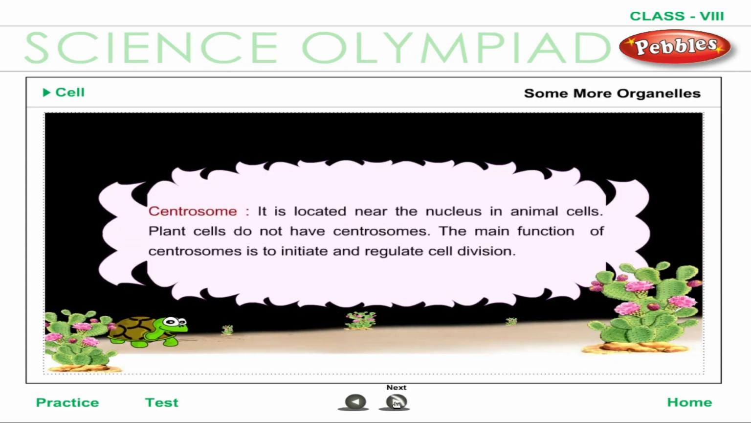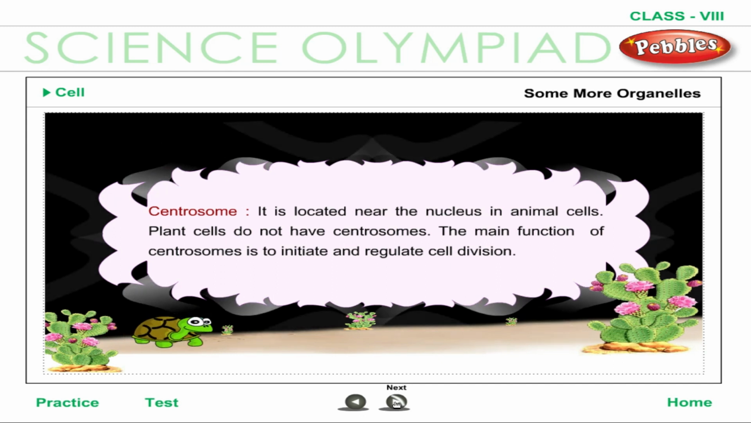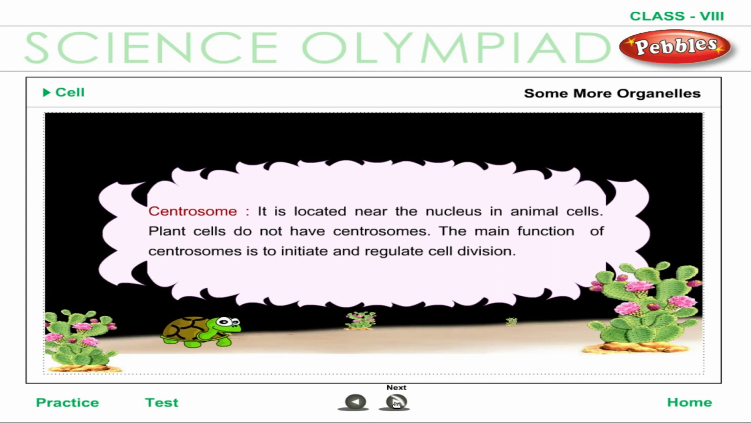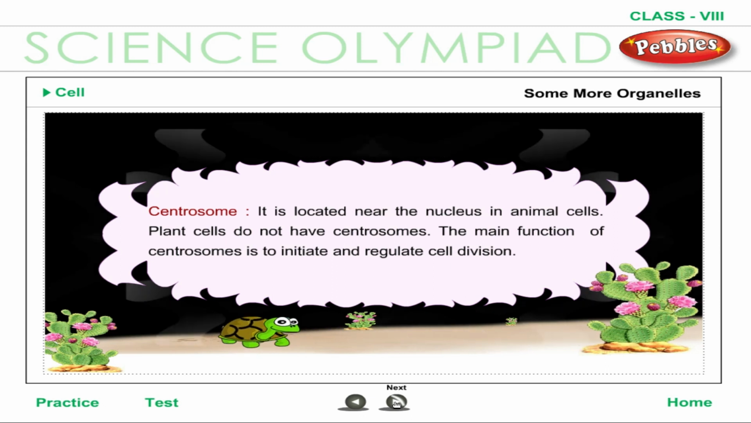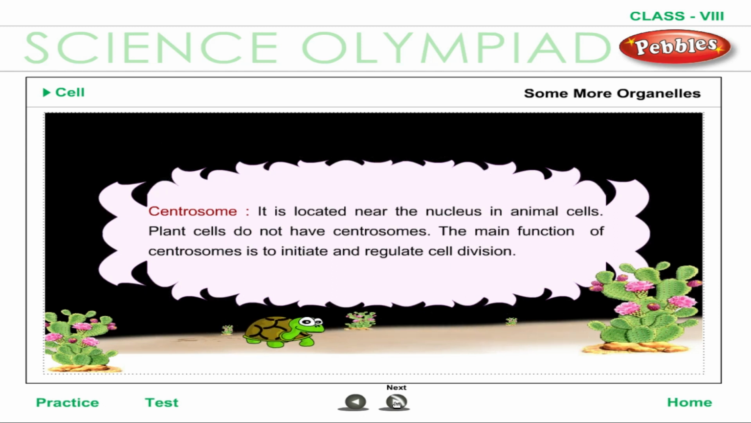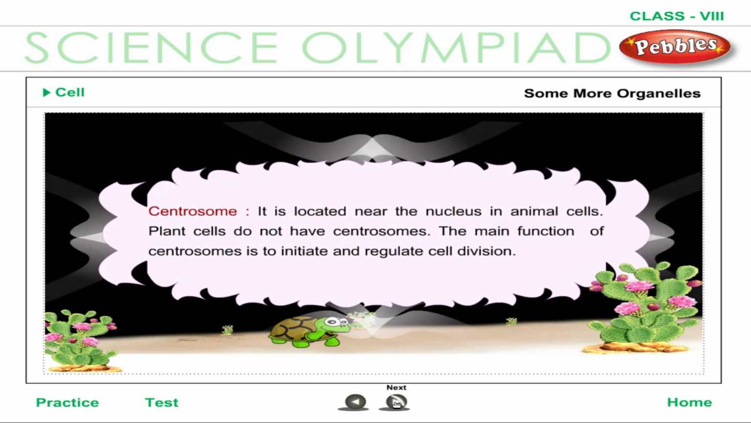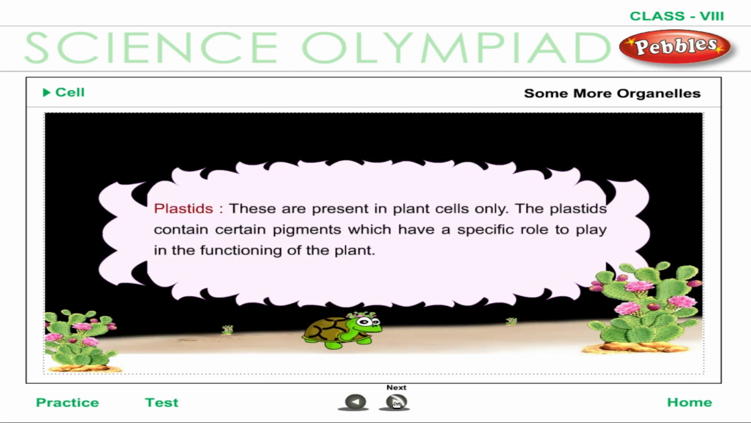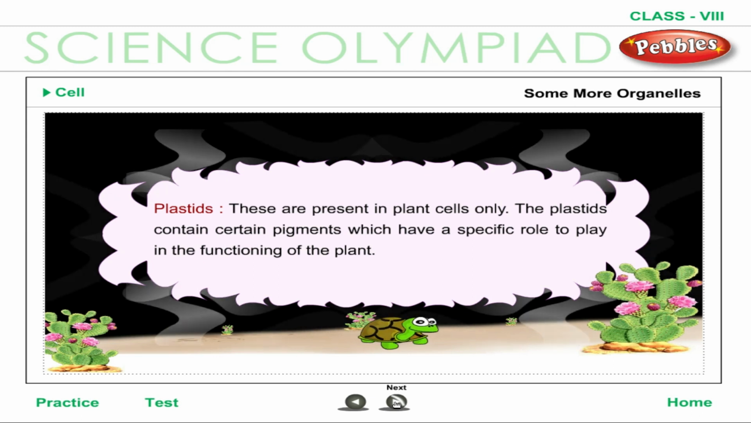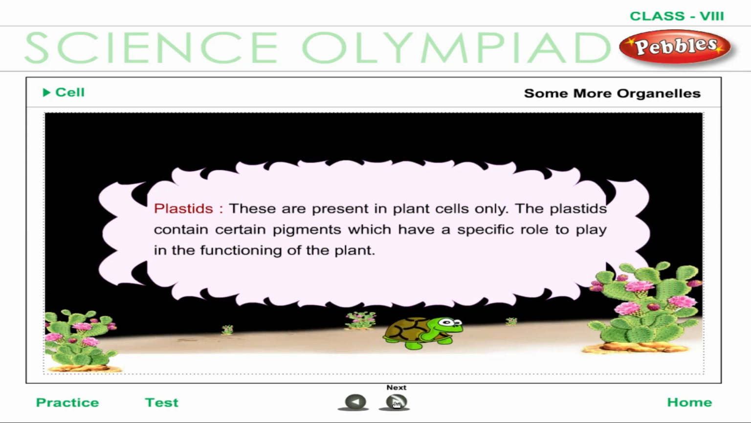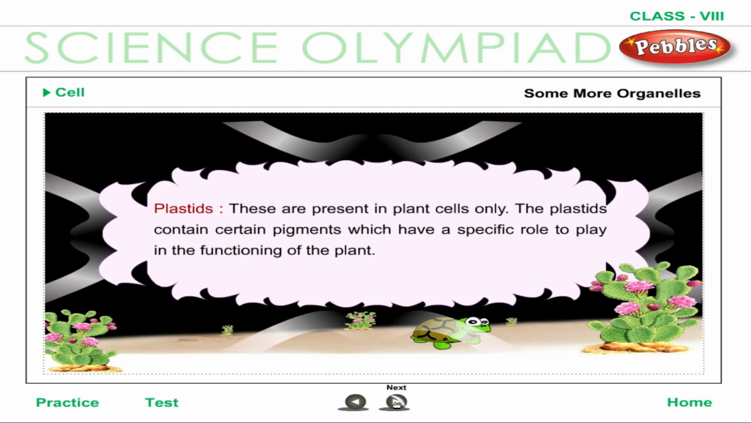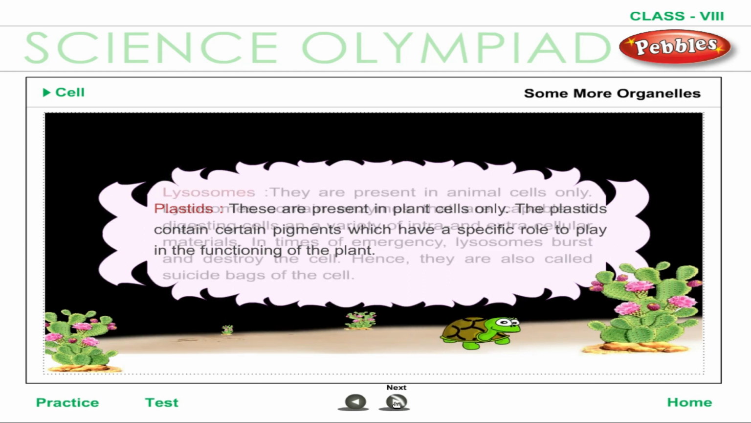Centrosome. It is located near the nucleus in animal cells. Plant cells do not have centrosomes. The main function of centrosomes is to initiate and regulate cell division. Plastids. These are present in plant cells only. The plastids contain certain pigments which have a specific role to play in the functioning of the plant.